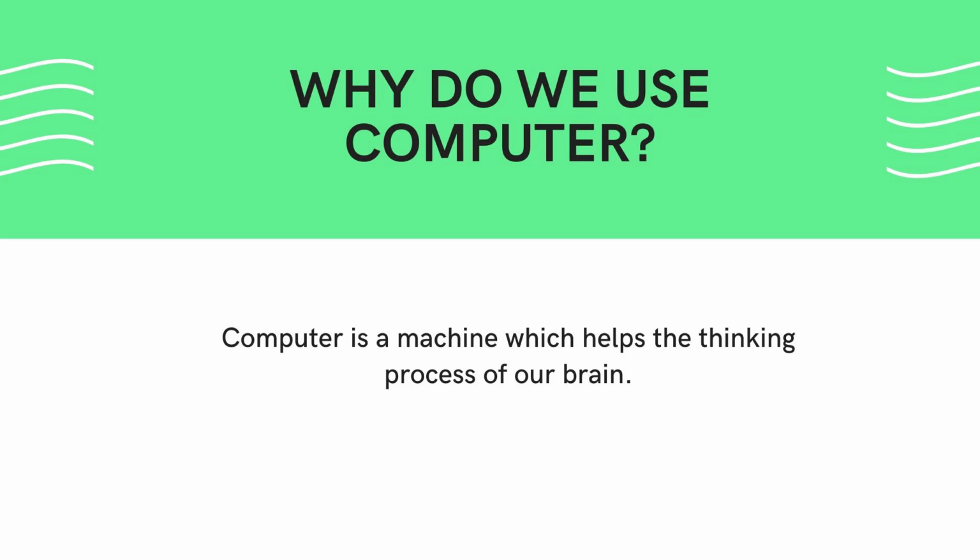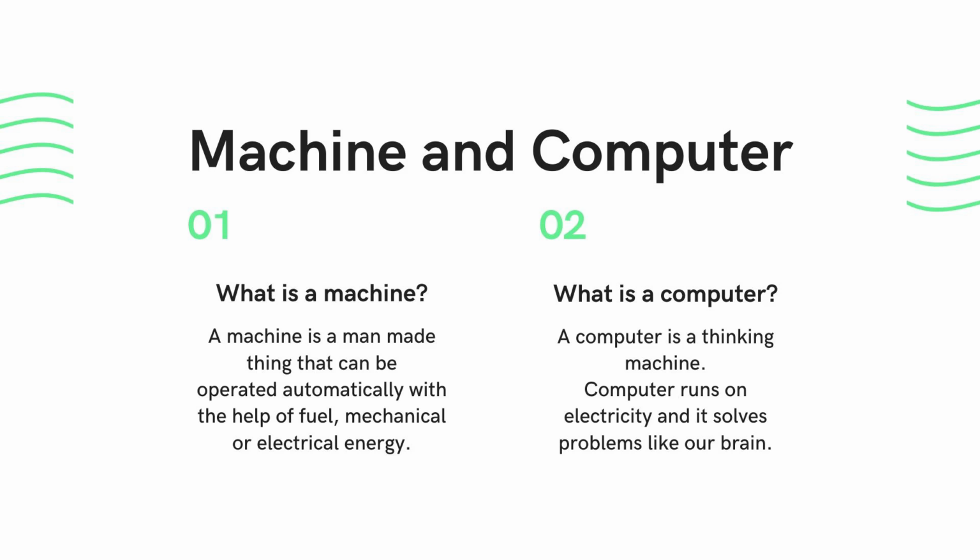Then a bicycle runs on mechanical energy and helps us to move fast. A sewing machine runs on mechanical or electrical energy. It helps us to stitch clothes with the help of our hands. A computer runs on electrical energy and helps us in memorizing, calculating and making decisions. It helps our brain.